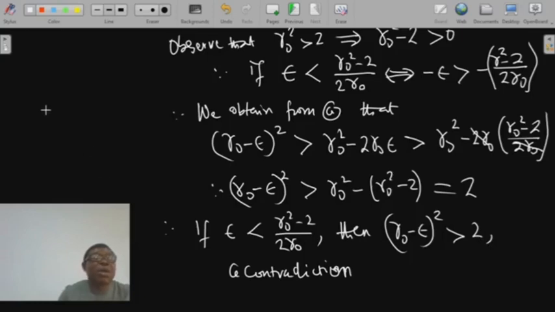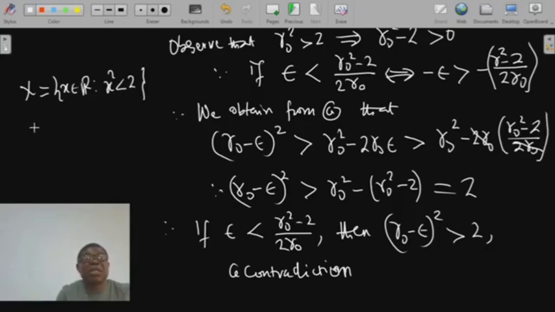It is contradictory because recalling that I said x is equal to the collection of all x in R. Sorry, please. Let me repeat it. Remember that x is equal to the collection of all x in R, so that x squared is less than 2. And we remember that gamma naught is the supremum of this set. Gamma naught equals supremum of x.